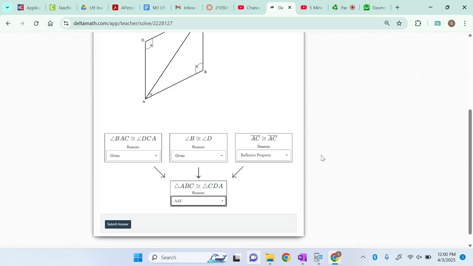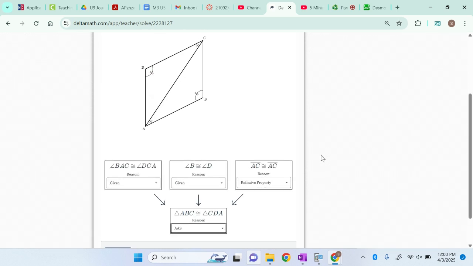All right. Sometimes that's not always the case, but in this case, they gave us all the statements. Sometimes they give you a mix. They give you some of the statements and some of the reasons. Sometimes they don't give you any of it besides the given.